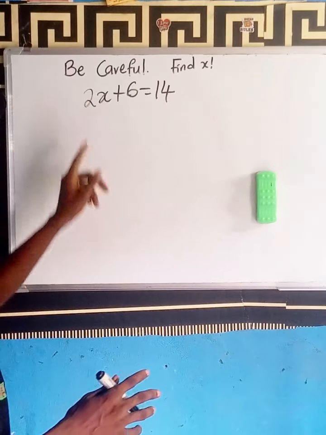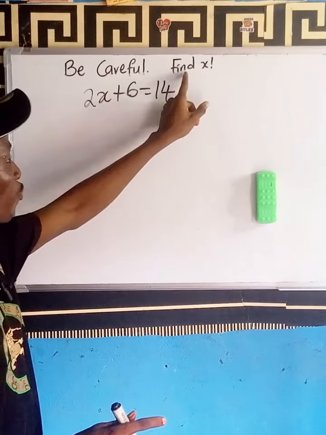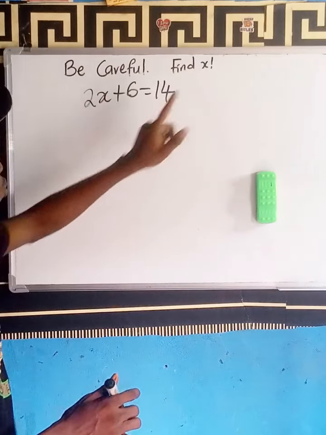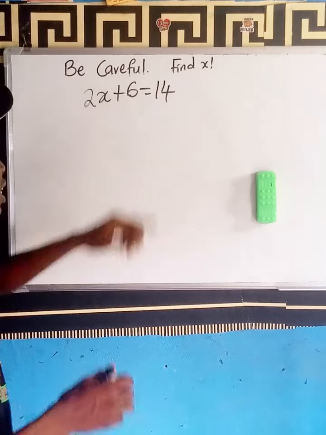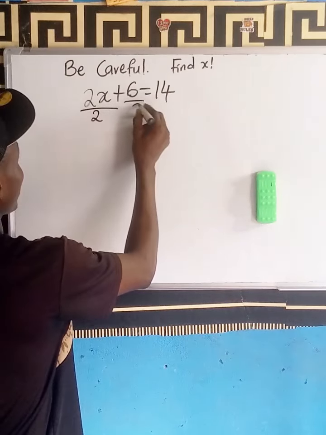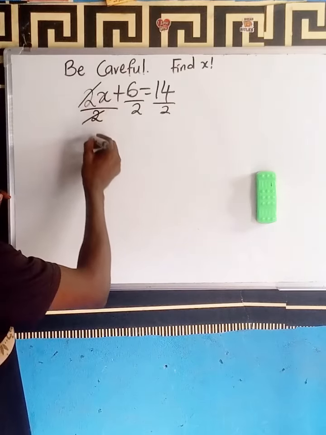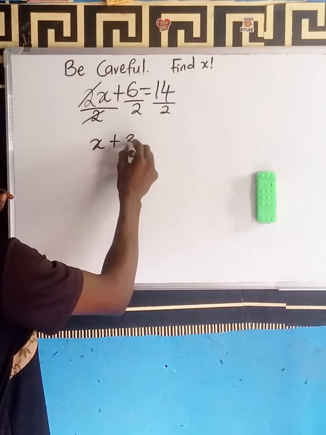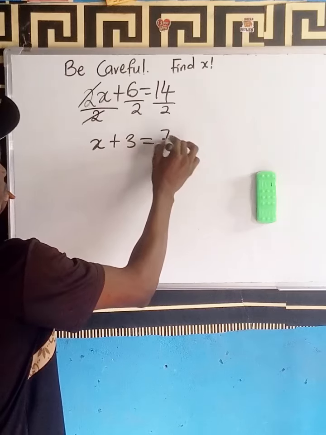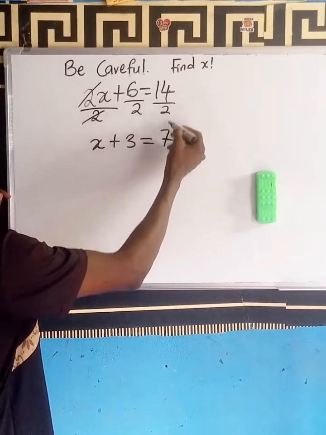Now, given that 2x plus 6 equals 14, we are asked to find x factorial. Before you can know x factorial, you have to determine what x is, and for us to know x, we have to divide through by 2 first. That is our first step, to break it down to the lowest term. This cancels out this, so x plus 3 equals 7, because 6 divided by 2 gives us 3, and 14 divided by 2 gives us 7.